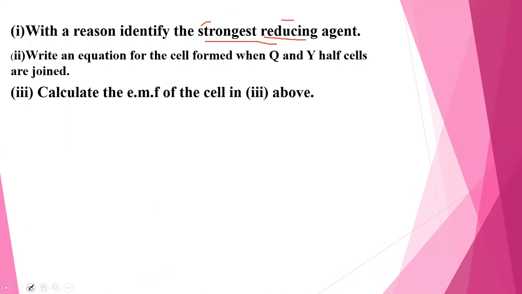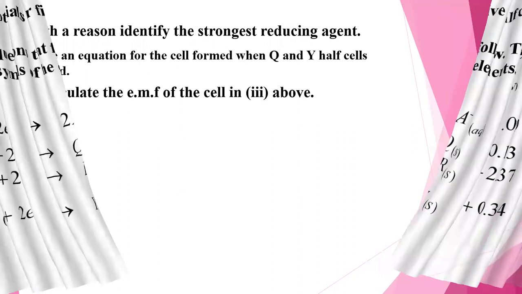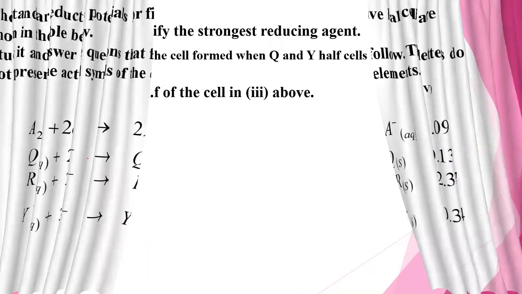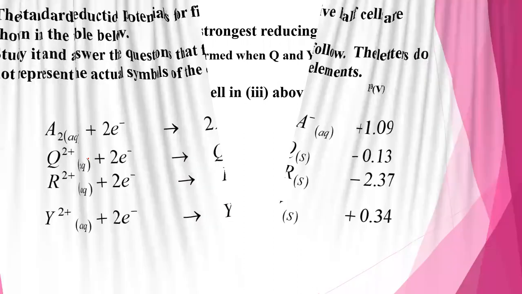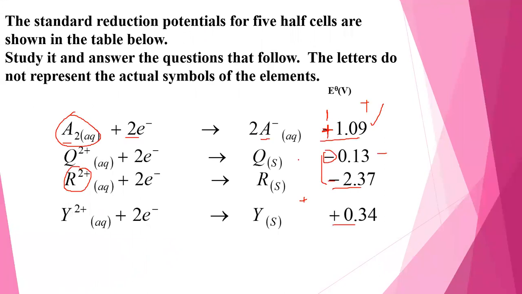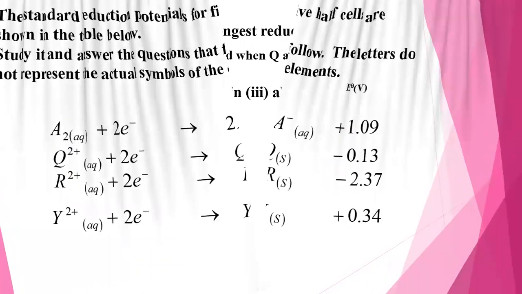Then you just come and identify it from this one. From this, the most negative one, you will select this one as your most reducing agent, because it has the higher negative electrode potential. Very good.